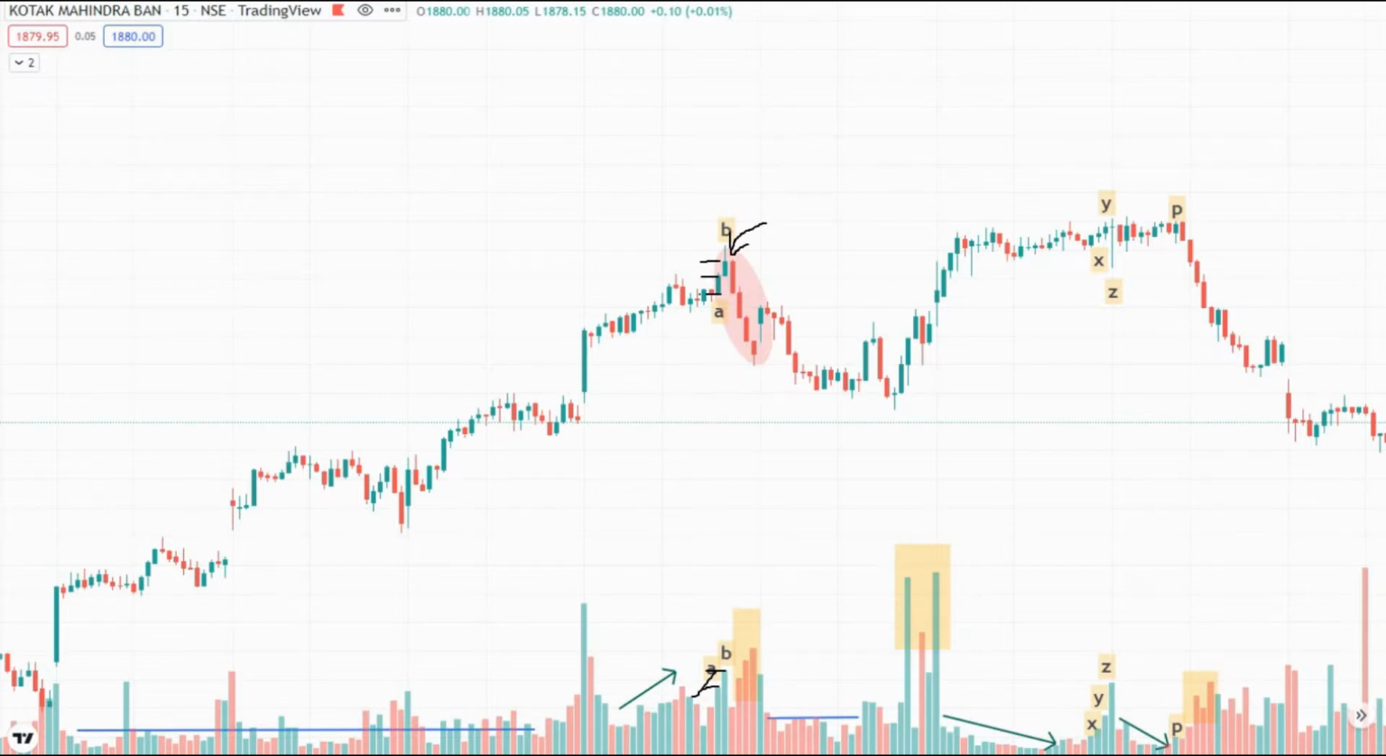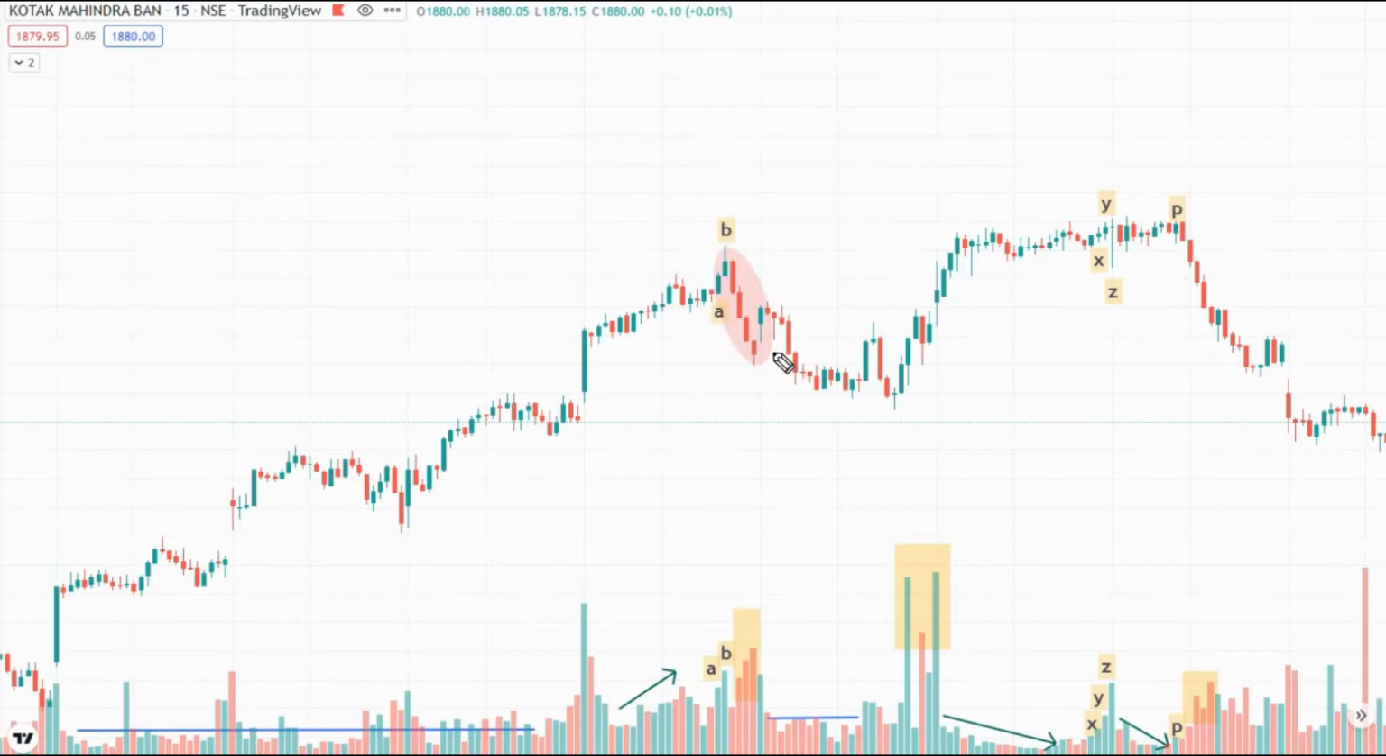If this was all buying pressure, then the candle should have formed like this. But what happened? There was an upside rejection at this candle with an increase in volume. So this is an indication that sellers are coming in the markets aggressively. And then we saw a sharp selling momentum.